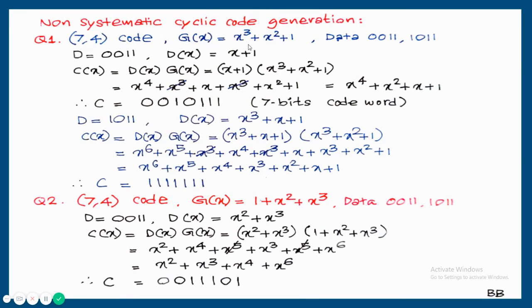From the previous slide we got one more generator polynomial available for 7,4, that is x cube plus x plus 1. So here x cube plus x square plus 1 is selected. Two data words are given. Actually for this 7,4 code, a total of 16 message combinations are possible, from 0 to 15. Out of that 16, two messages are given.